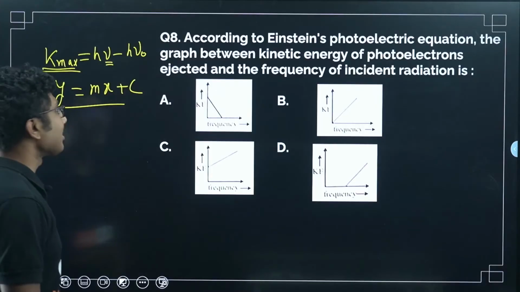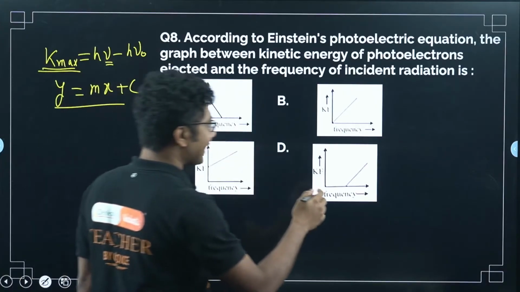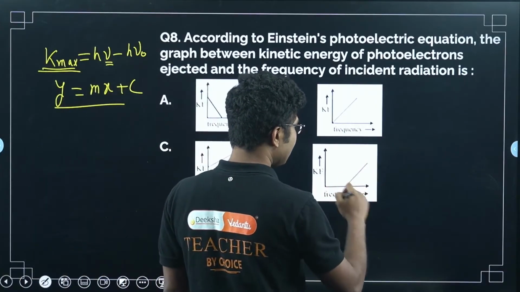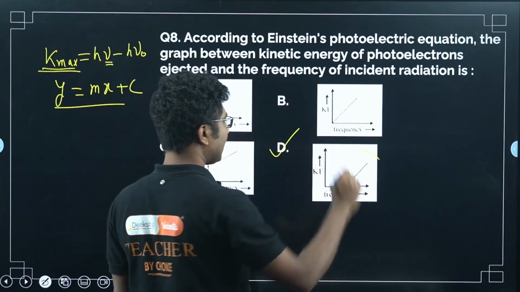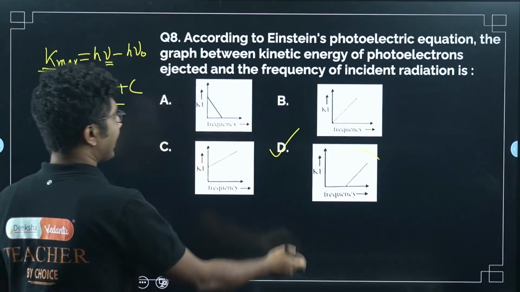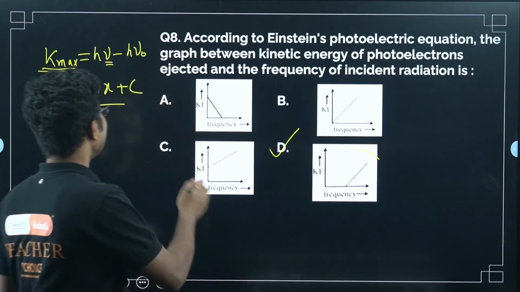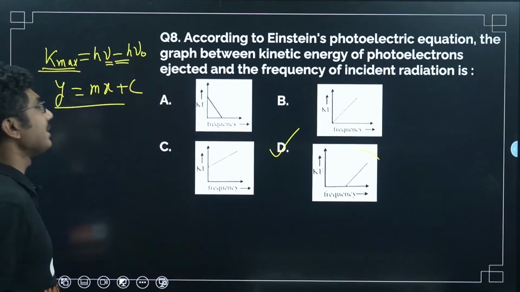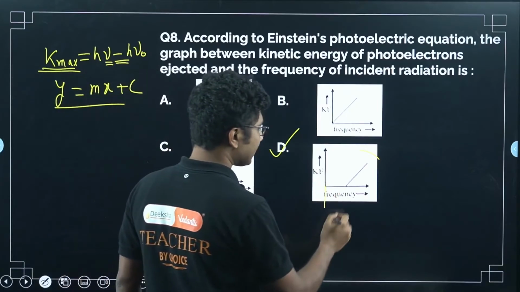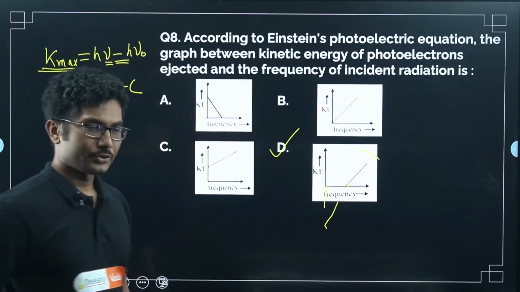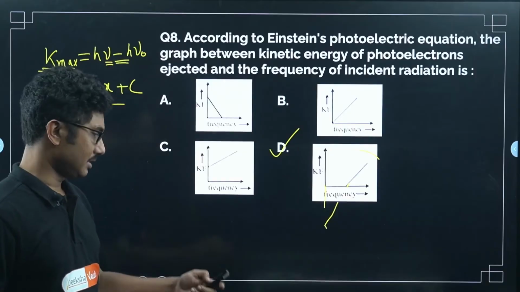And what type of straight line? Okay, the intercept is negative. So the intercept is negative only in this equation, in this graph. So this is the correct answer. Okay, so KE along the y axis, frequency along the x axis, and it has a negative intercept. Negative intercept means the graph will intercept on the negative side. So this is the only correct answer.